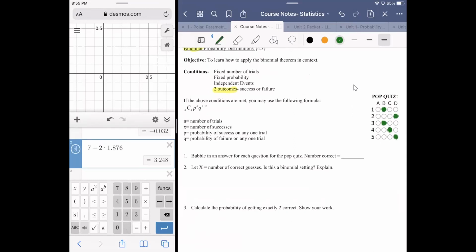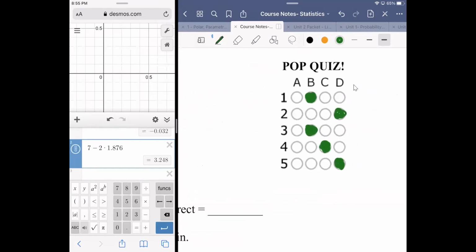The question that follows says, bubble in an answer for each question on the pop quiz, and then state the number correct. Well, you wouldn't know that until I gave you the answer key, which is B, C, B, A, D. All right, so these are the answers. So I got this one right. Second one I got wrong. This one I got right. Third one I got wrong. Fourth one I got wrong. And the last one I got right.